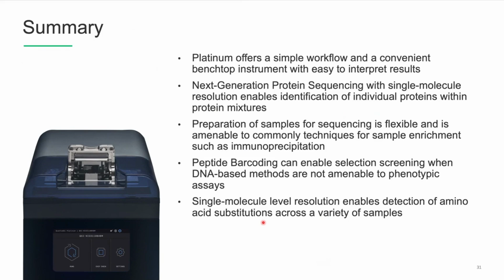Hopefully you've also seen that the preparation of samples for sequencing is flexible and is amenable to a number of techniques, in particular immunoprecipitation. I think finally we're also introducing a few other new application areas, such as peptide barcoding. There really is a nice potential to enable selection screening where DNA-based methods linking genotype to phenotype are not always amenable. And again, I just really wanted to highlight the fact that the single molecule level amino acid resolution really enables the detection of amino acid substitutions across a variety of samples. It's really this power that would enable the ability to look for new protein variants or mutations in protein samples by taking advantage of all of the kinetic information that this system delivers.